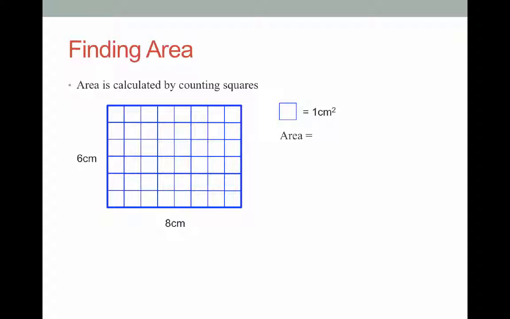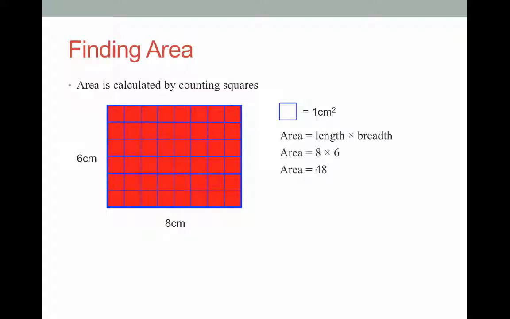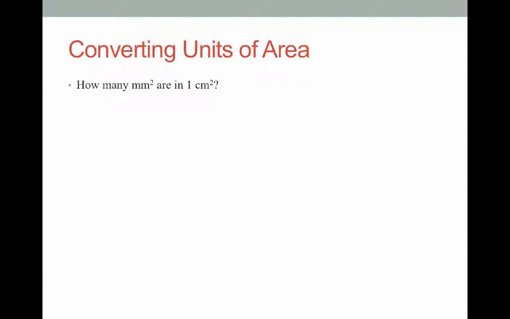The quickest way to find the area, instead of counting them all up individually, is to multiply the length by the width. If we multiply 8 by 6, that will tell us the entire rectangle, which is 48. And that's 48 centimeter squares. That's what we're counting, and that's the area of our rectangle. But we're talking about converting units of area in this video.